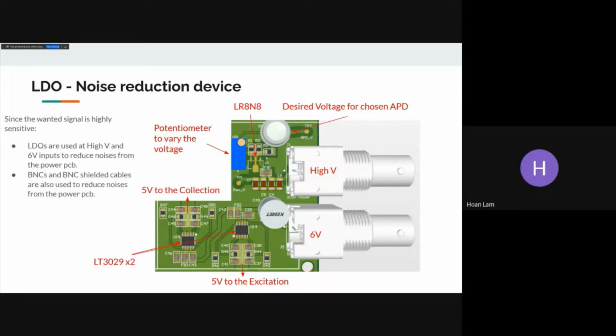On the bottom, we have 6 volt coming in, going to the capacitor, going to 2 pi filter, going to the LT3029. Then one of them will go to the collections, and the other 5 volt will go to the excitations.